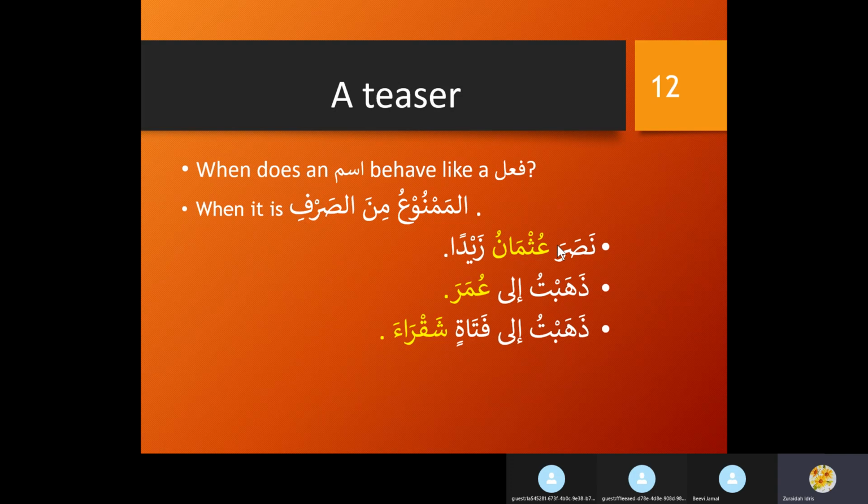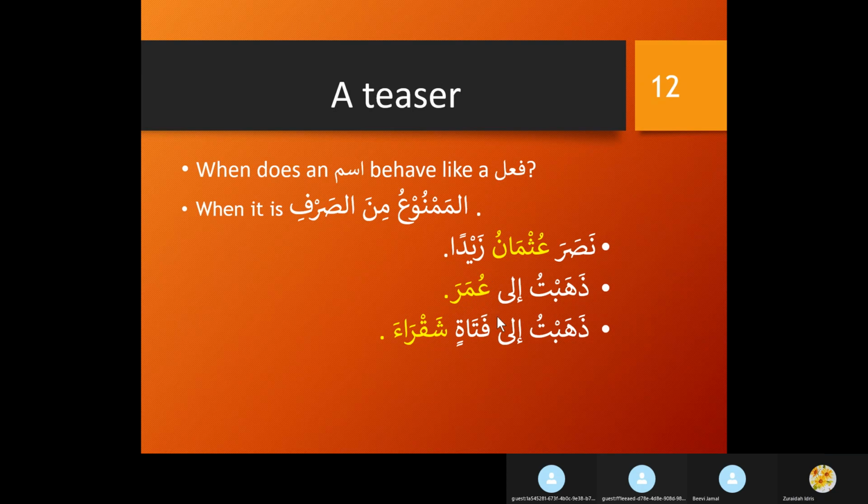This is a fi'il. This is the fa'il. This is the maf'ul bihi. You know the maf'ul bihi is always mansub. We know the fa'il is marfu. Yes, and this is the fi'il. And this is harf jar. And we always say harf jar goes with an isim. This is another sign of an isim. If you see a harf jar before a word, you know the word that follows it is an isim.